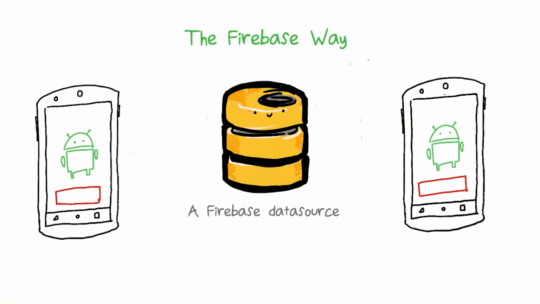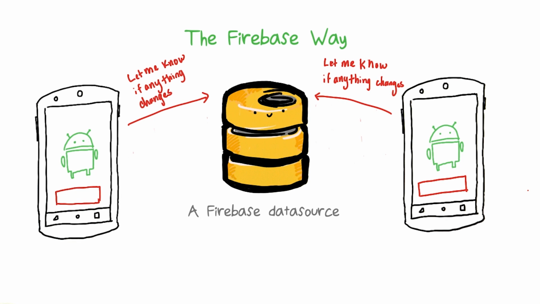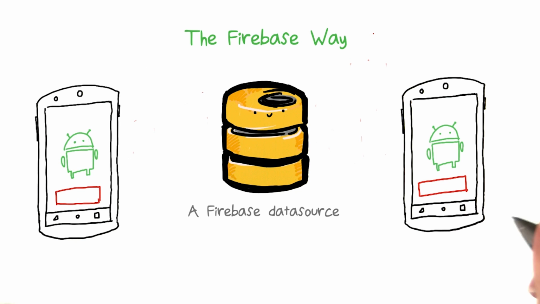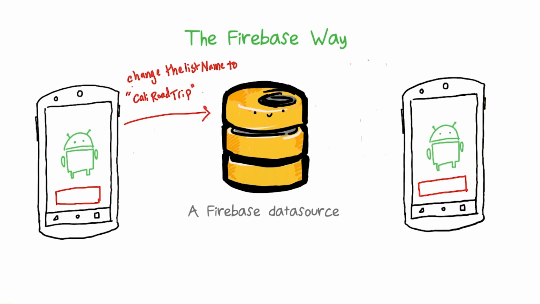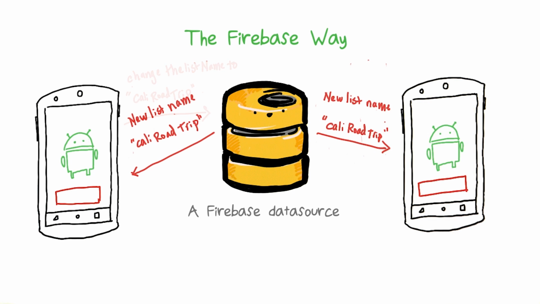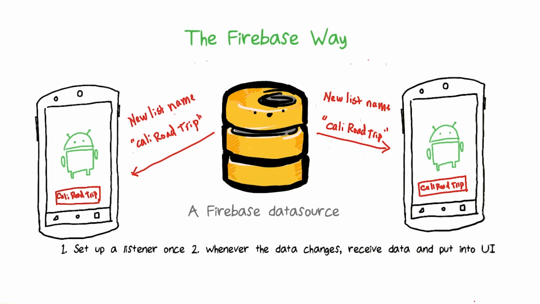Firebase takes a much different approach. Instead of constantly refreshing data, you tell the server once, let me know if anything about this data changes. Then let's say something about the data does change. Once Firebase gets the change, it'll send it out to all of the apps that are connected to it. And then it's up to your app to take this data and update the UI. So the Firebase steps are, you set up a listener once, and then whenever the data changes, you receive the data and put it into the UI. So in Firebase, data pings you.